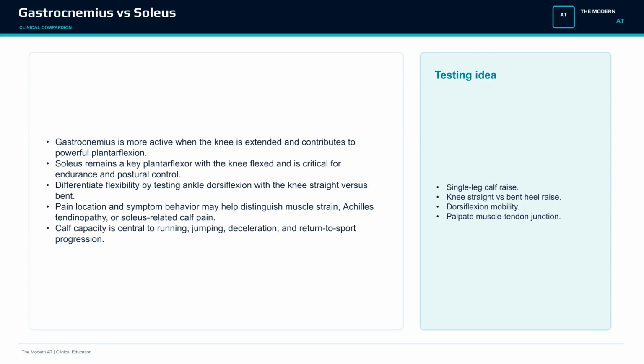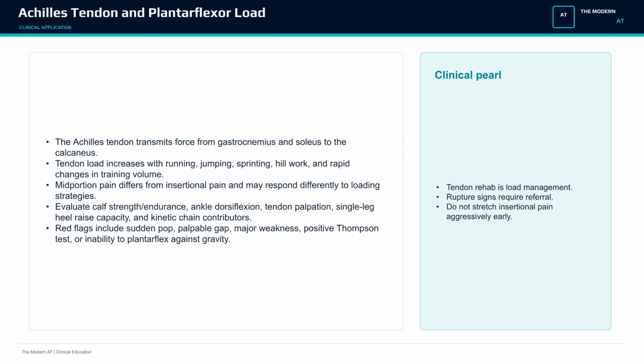Calf capacity is central to running, jumping, deceleration, and return to sport progression, so do not only test one quick plantar flexion contraction. The Achilles tendon transmits force from gastrocnemius and soleus to the calcaneus. Because it handles high loads, tendon symptoms often relate to running, jumping, sprinting, hill work, plyometrics, or sudden training increases. Differentiate mid-portion Achilles pain from insertional pain because load and stretching strategies may differ.